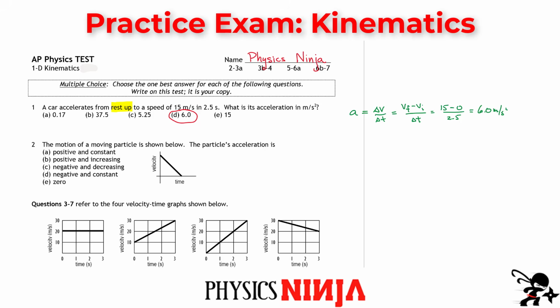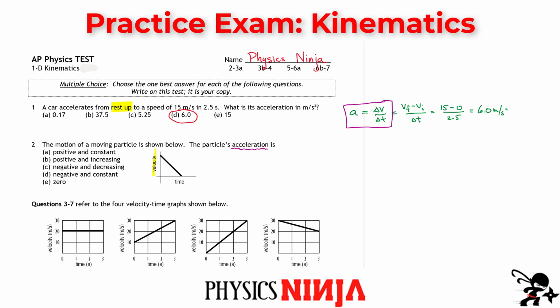All right, let's look at problem 2. Problem 2 says the motion of a particle below is shown. The particle's acceleration is... So it's kind of a similar problem. We're asking for the acceleration. We could apply the same kind of formula, and we're given a graph over here of velocity versus time.